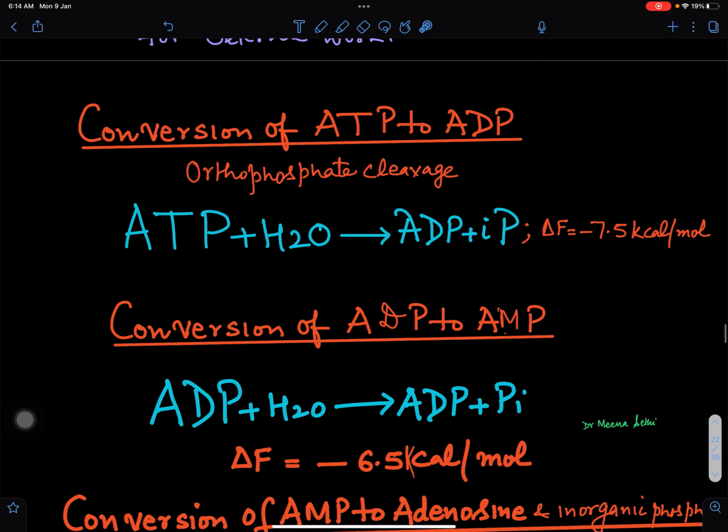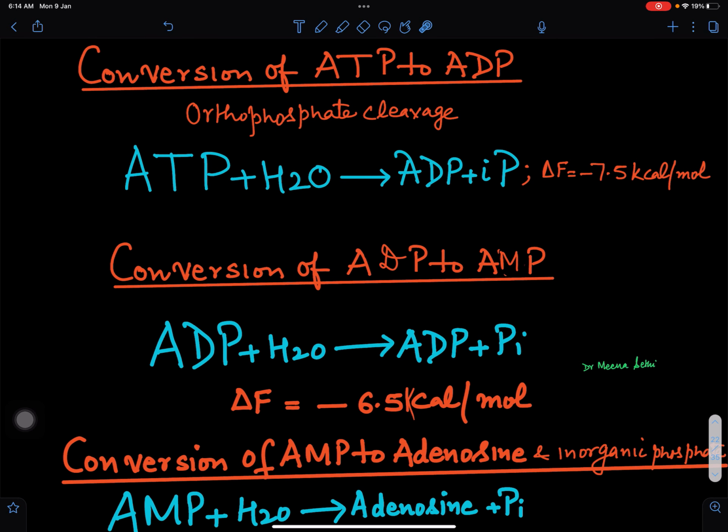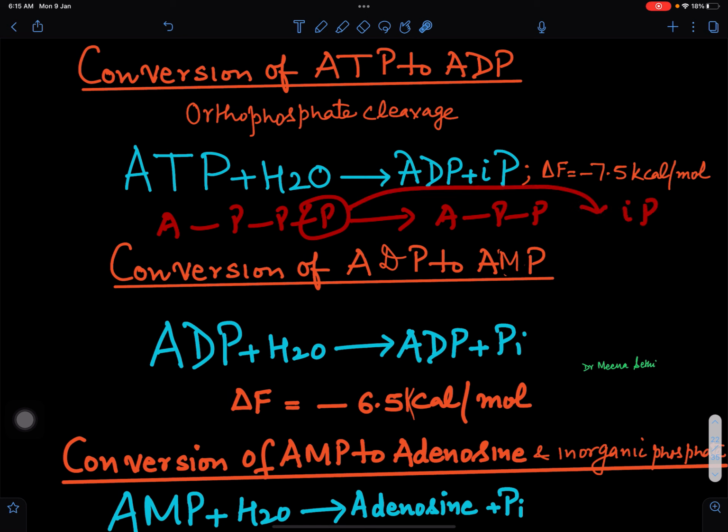Conversion of ATP to ADP. So we have discussed there will be three bonds of phosphate, and this bond is broken. So this is called orthophosphate cleavage, right? And this process is occurring in presence of water. So water will break up this bond, this will take up this phosphate group, and this will get converted to ADP and inorganic phosphate. Like we have three phosphates, and when this is broken, now we have only two phosphates, and this phosphate will be occurring as inorganic phosphate.